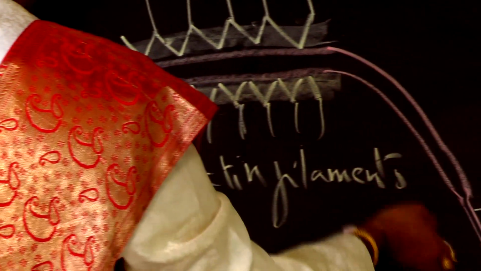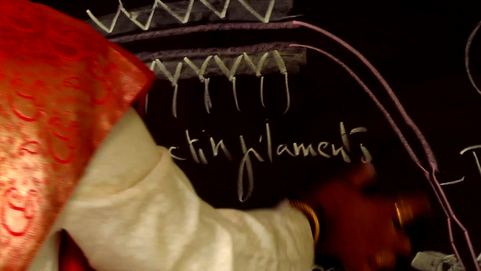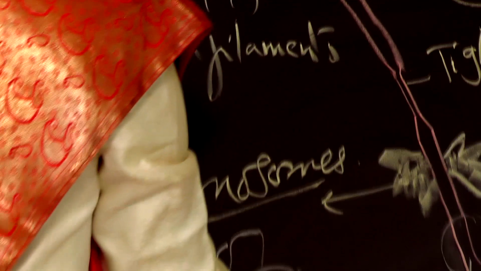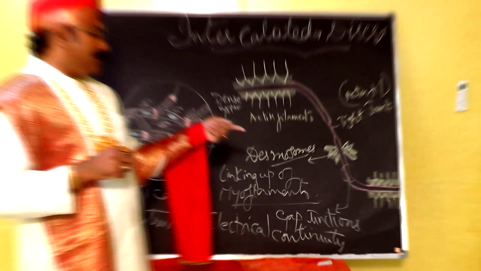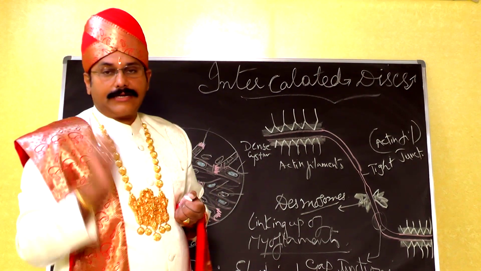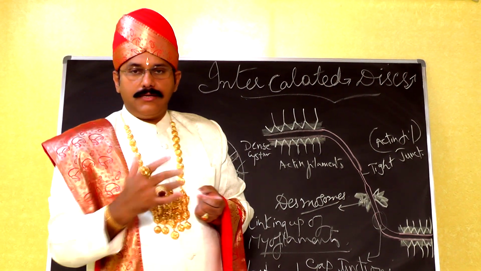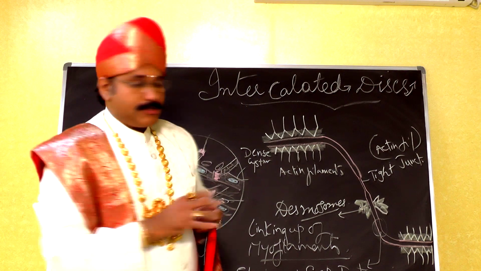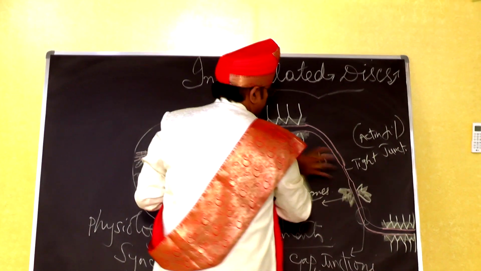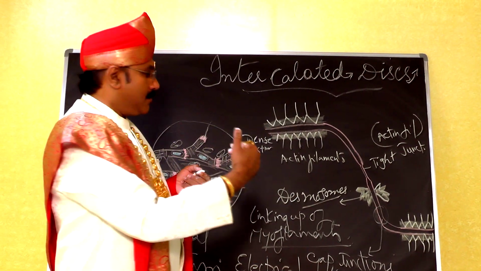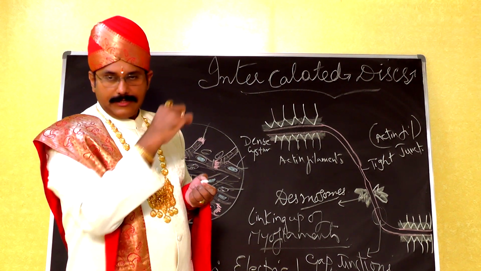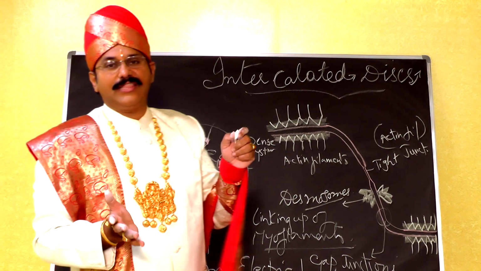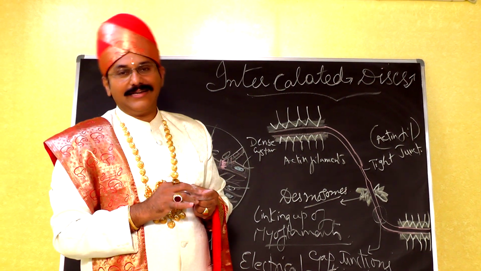Now, if you see the tight junction and again the desmosome and again the gap junction, followed by again the cell membranes with the actin filaments present in the dense cytoplasm. So this junctional complex which is present, that is the tight junction followed by the desmosomes followed by the gap junctions, together they make the intercalated disc.